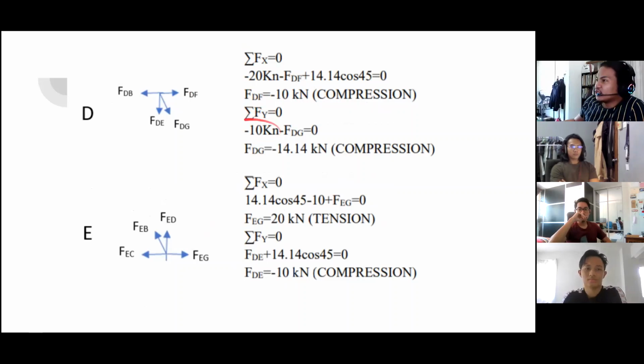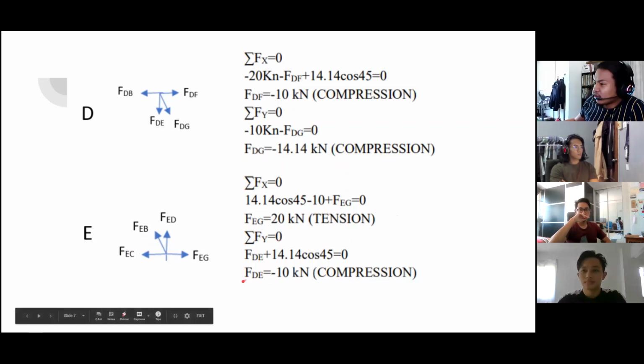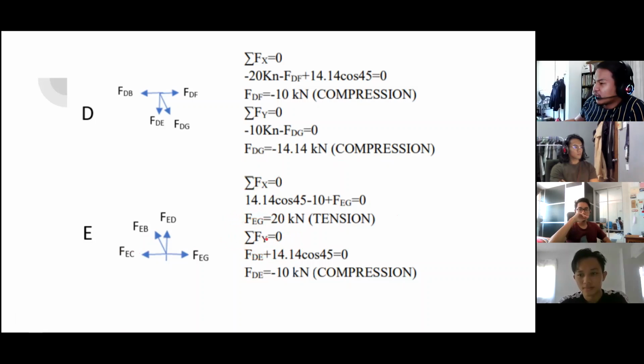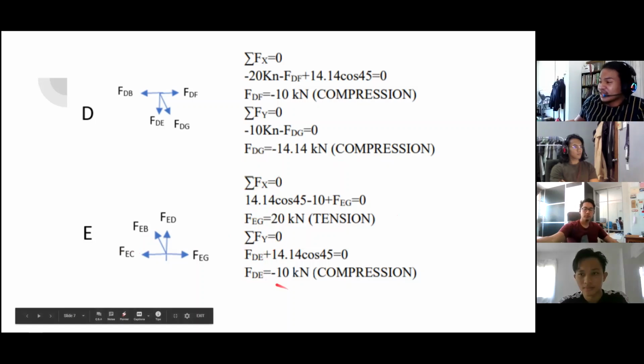FDF, FDG, vertical and horizontal components in equilibrium. We got FDG is negative 14.14 kilonewton, compression. For FX, horizontal component in equilibrium, we want to find FEG. So we got 20 kilonewton in tension. FDE, in vertical equilibrium, we got negative 10 kilonewton in compression.